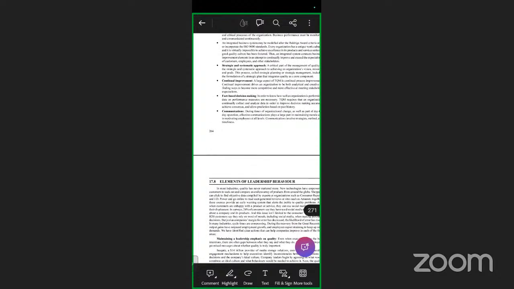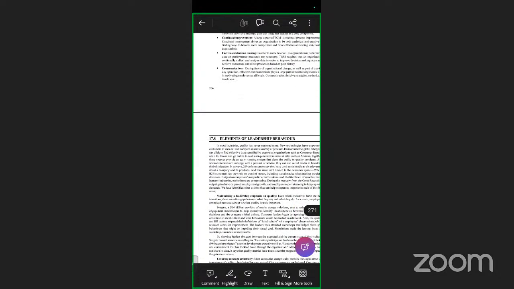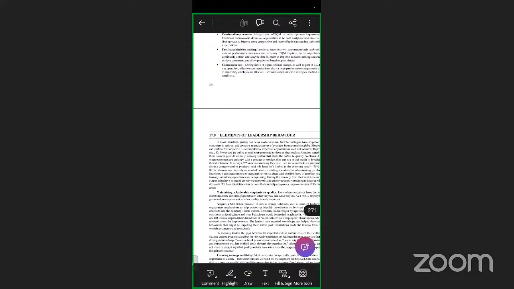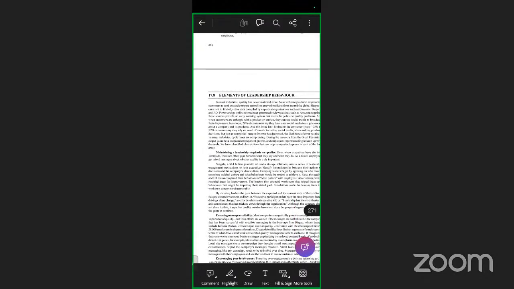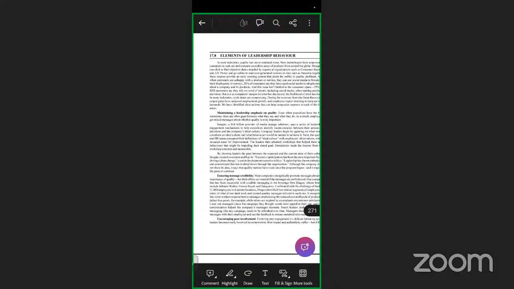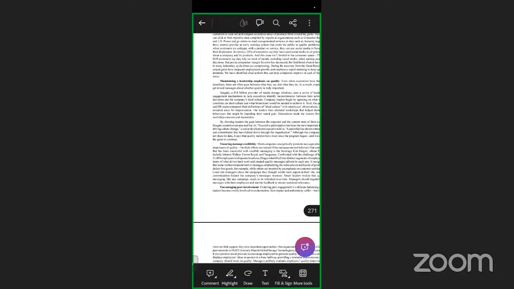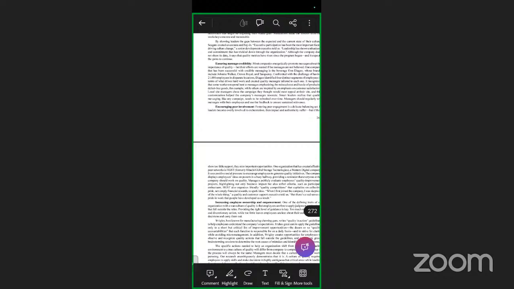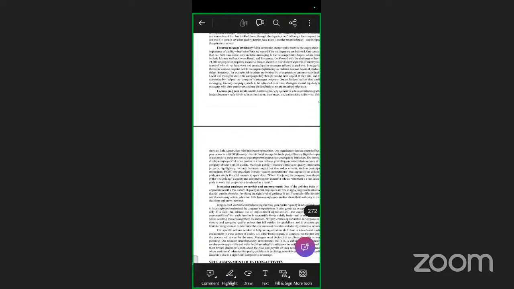Elements of leadership behavior: maintaining a leadership emphasis on quality, ensuring message credibility, encouraging peer involvement, and increasing employee ownership and empowerment.